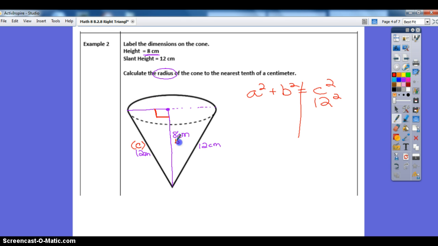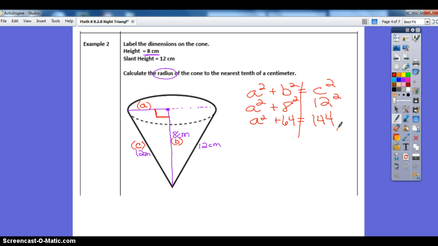You want to use this as the B this time? So we're going to solve for our A to find the radius. A squared plus 8 squared. What's 8 squared? 64. Indeed it is. 64 equals, what's 12 squared? 144. Good memory.